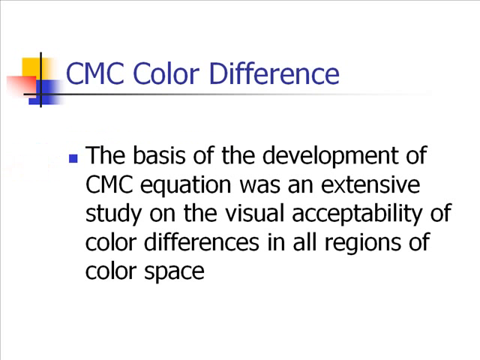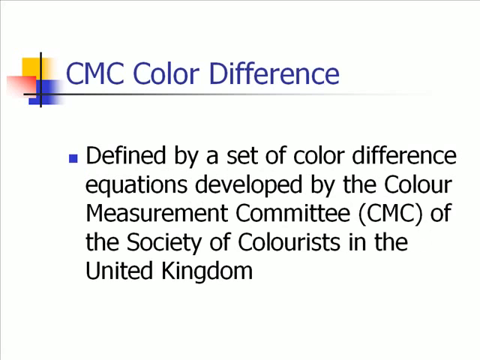The next equation we want to talk about is called the CMC color difference equation. The basis of the development of the CMC equation was an extensive study on visual acceptability of color differences in all regions of color space. It was based on visual observations. So the CMC is defined by a set of color difference equations developed by the Color Measurement Committee, CMC, that's where that comes from, of the Society of Colorists in the United Kingdom.